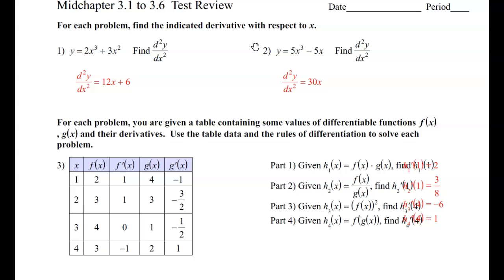All right, so number 1, you had to find your second derivative, not just the derivative. So again, paying attention to directions, making sure you read them carefully. And number 3, let me tell you those answers because they're hard to see.